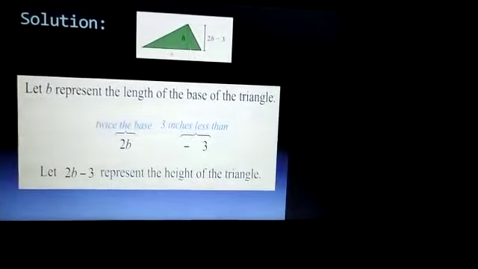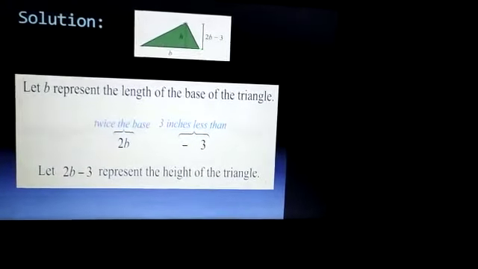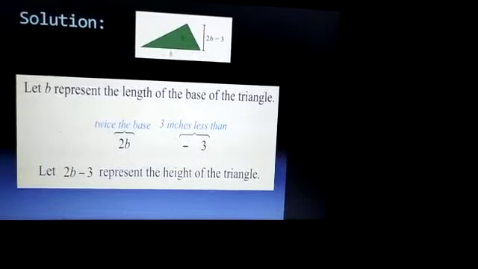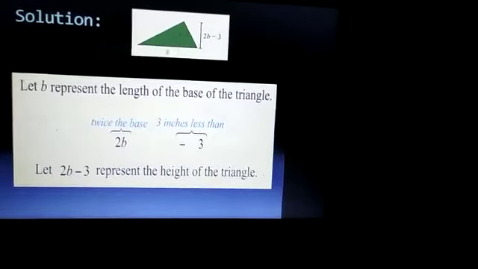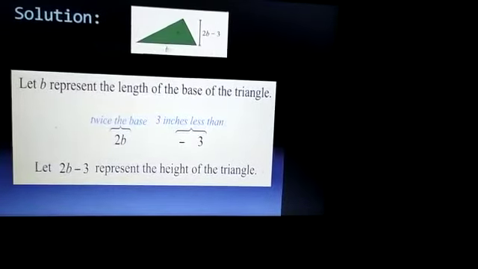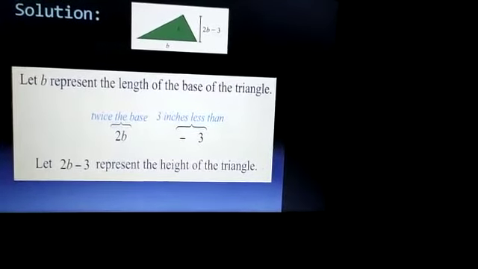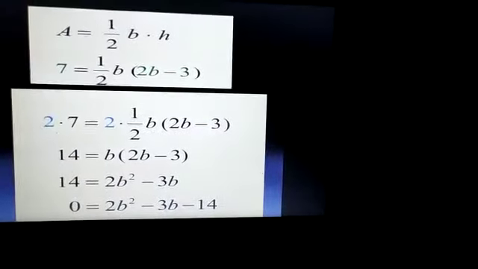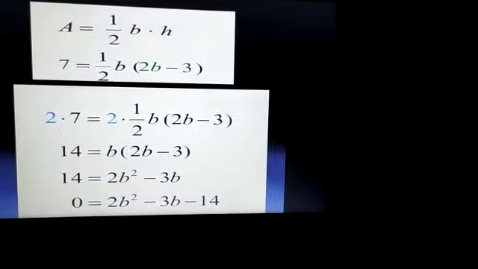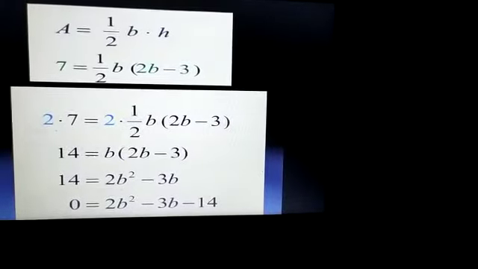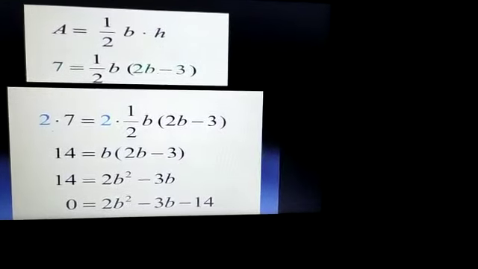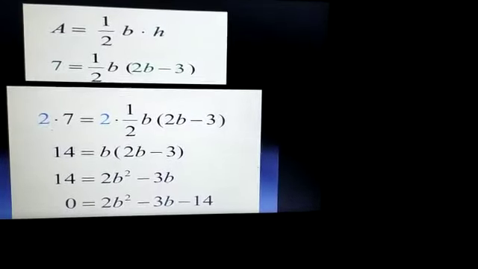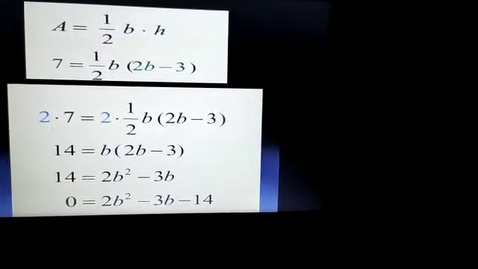So you can see in the diagram the base is taken as b and the height as h. Now twice the base means 2b, and when we subtract 3 from it, we get 2b minus 3, which is representing the height of the triangle. Now we know that the area of a triangle is half base into height. So we substitute the value of area and the height in this equation. So we get 7 is equal to half b into 2b minus 3.